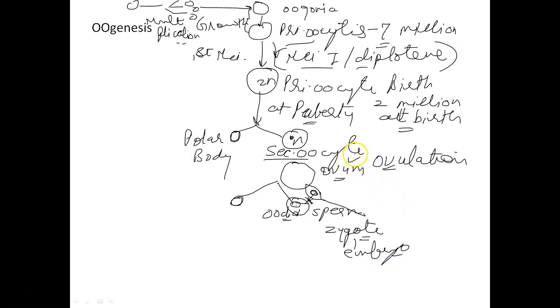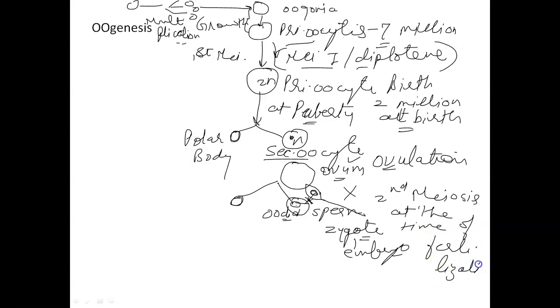In case fertilization does not occur, the second division will not occur, because the egg will wait till the 22nd or 23rd day, and after that degeneration occurs, and the oviduct wall will reabsorb the egg. So the secondary oocyte will undergo the second meiotic division, second meiosis, just at the time of fertilization. So this is oogenesis.